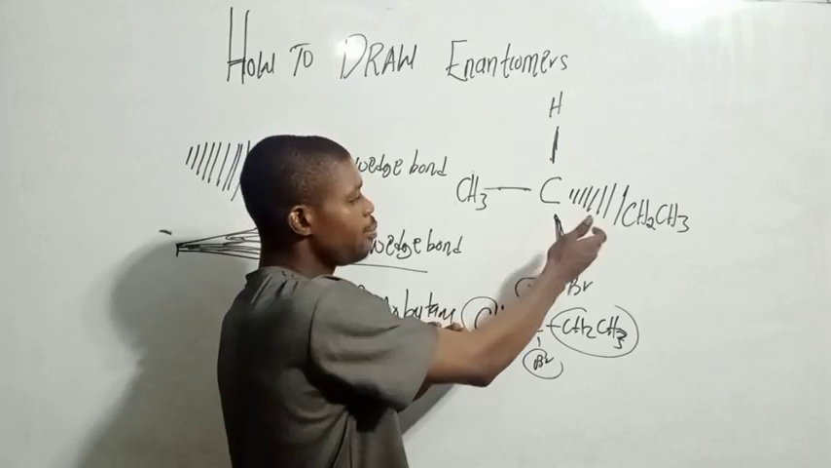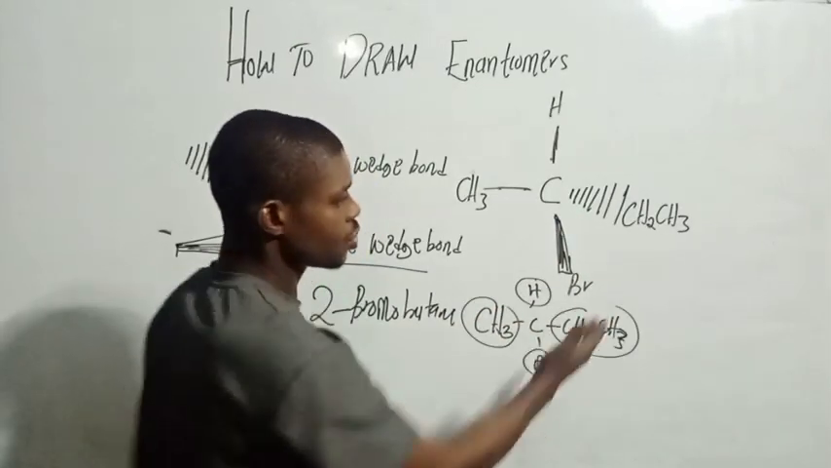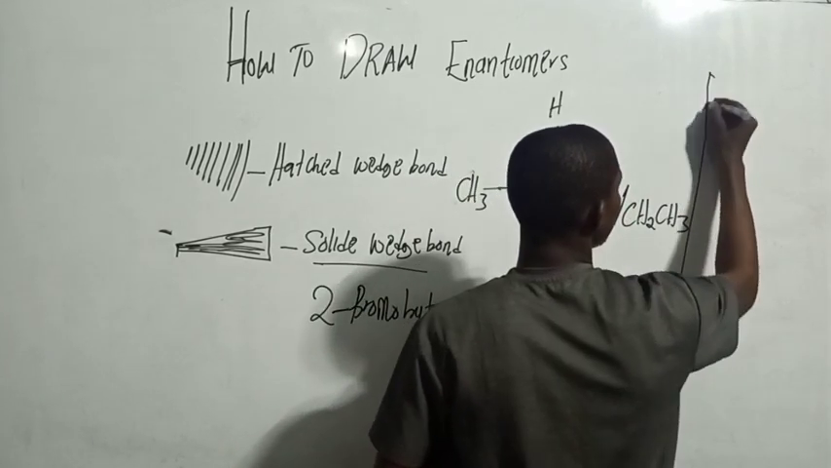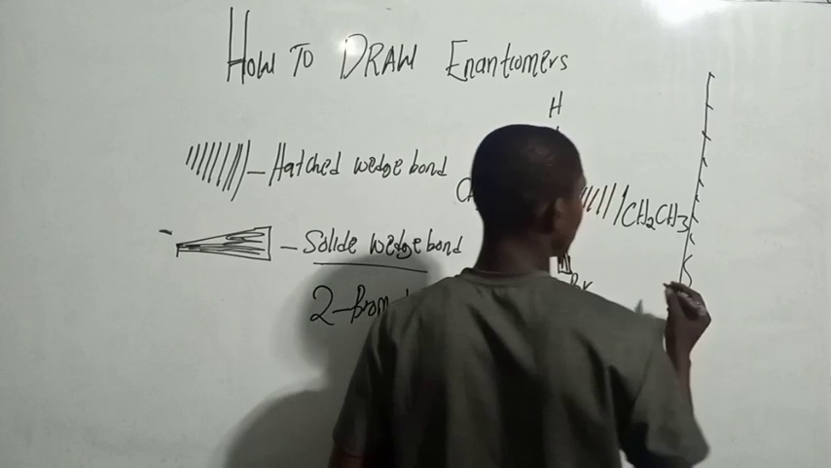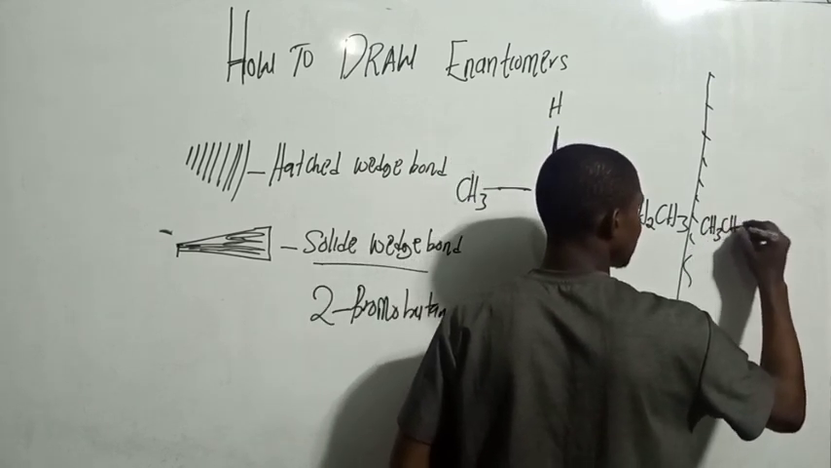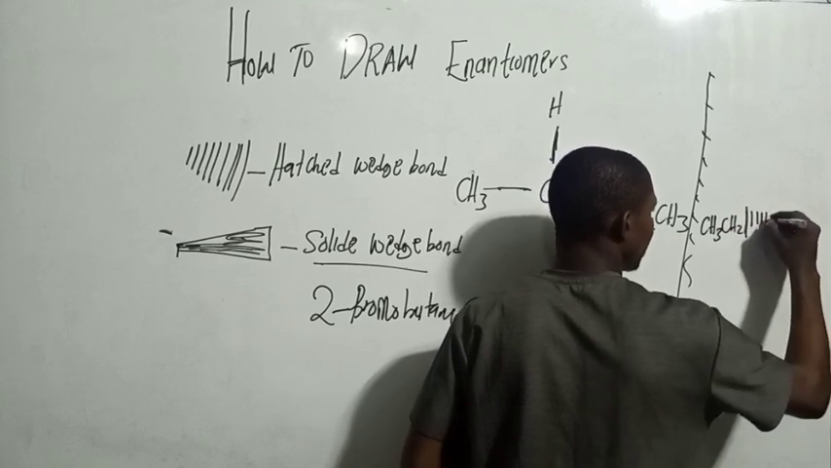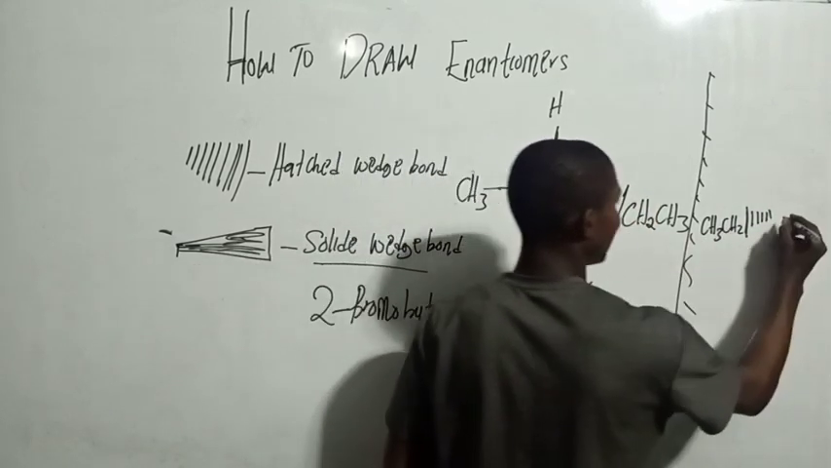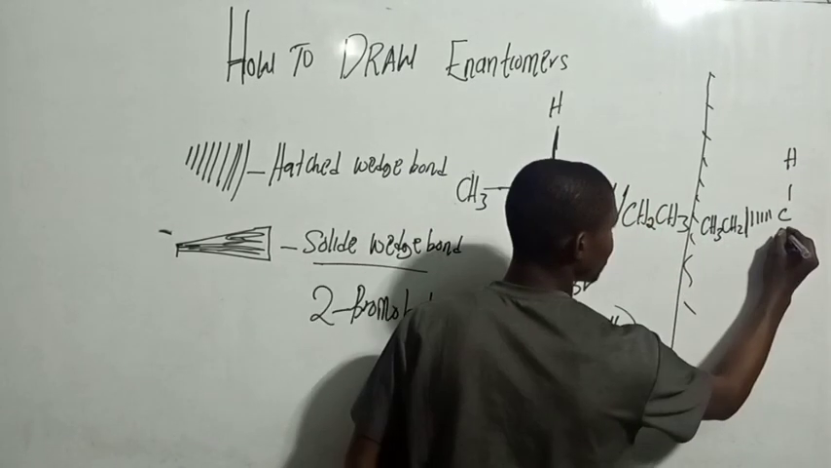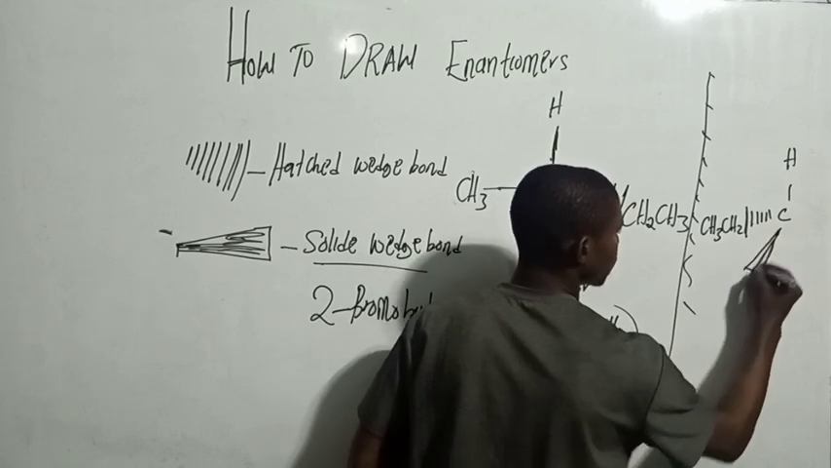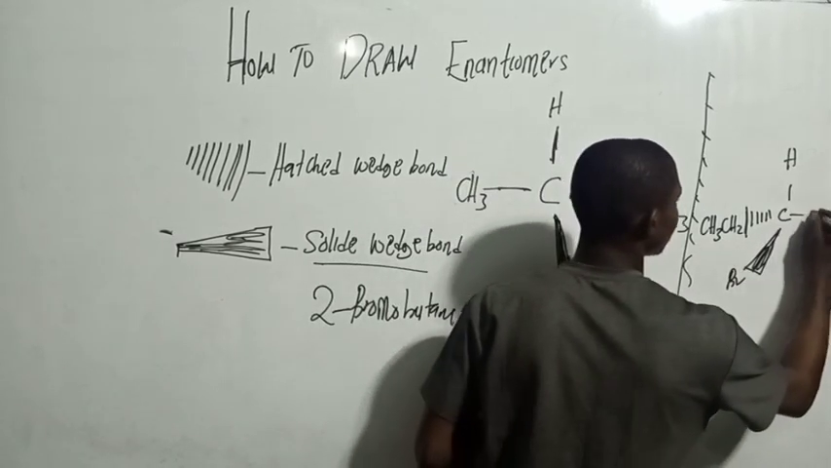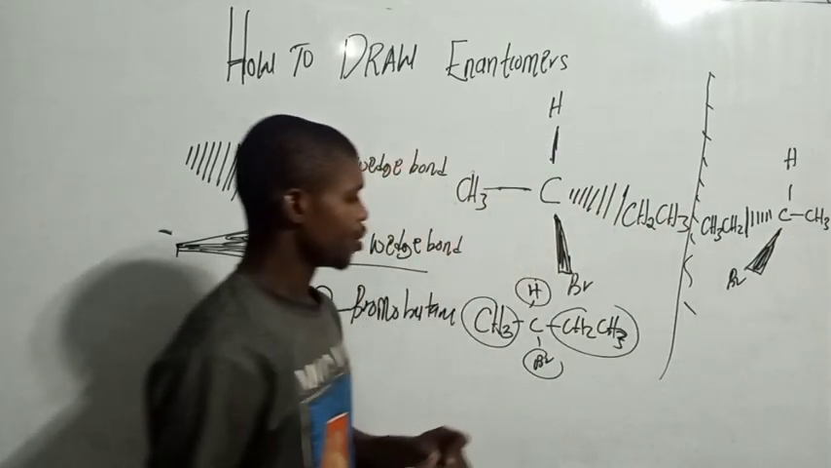So when you draw the first enantiomer, the next thing you want to do is draw the mirror image of it. So let me draw the mirror image here. If you draw the mirror image, what do you see? Here we have CH3, CH2. Here we have a carbon. Here we have a hydrogen. Here we have Br. And here we have CH2.